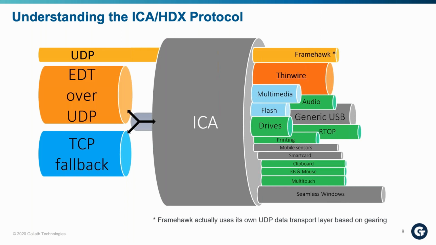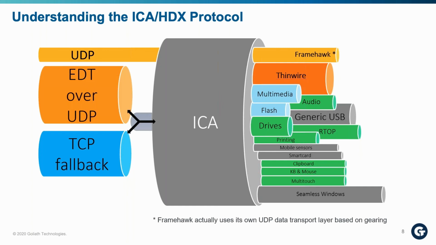I think now it's no longer a primarily TCP protocol. It's mostly UDP with a TCP failover. But if you look on the right-hand side of the screen, you can see all of the different virtual channels that are a part of the ICA protocol.